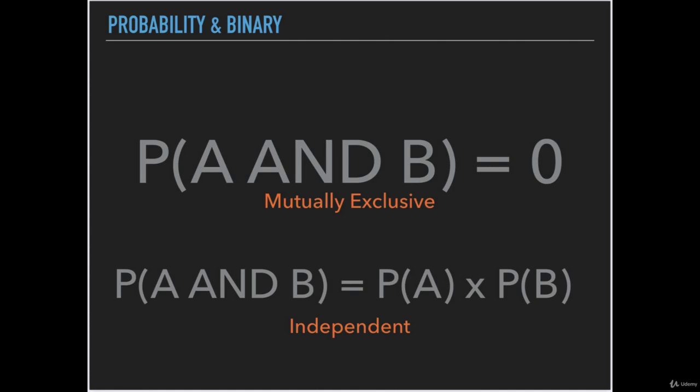So if there is no way for me to go out and my wife to go out, for example, because somebody has to stay at home and watch the kid, then it's mutually exclusive. It cannot happen at the same time. Or we call some event independent. If they are independent from each other, they are not relevant at all.